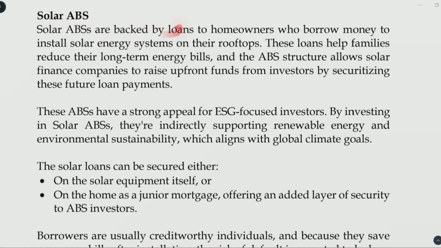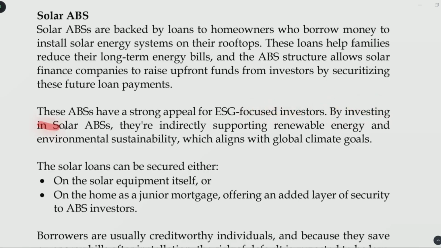Solar ABS are backed by loans to homeowners who borrow money to install solar energy systems on their rooftops. These loans help families reduce their long-term energy bills, and the ABS structure allows solar finance companies to raise upfront funds from the investors by securitizing these future loan payments.